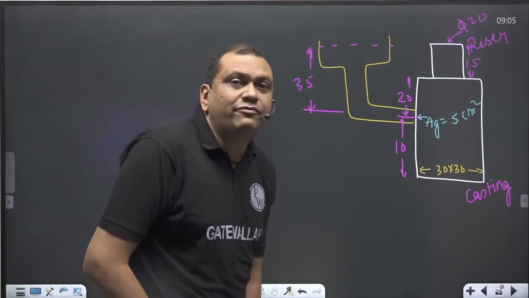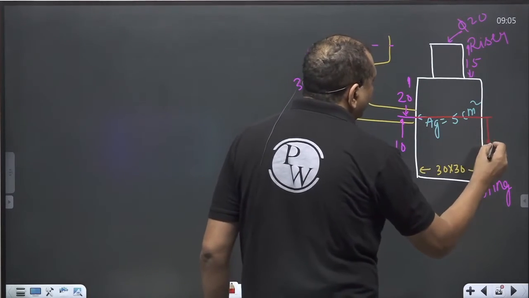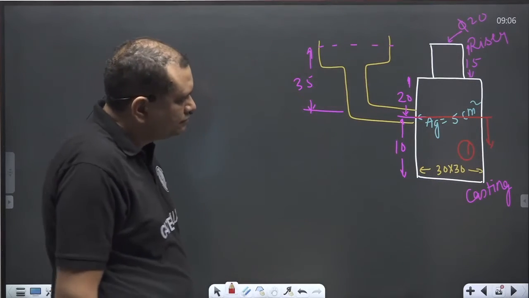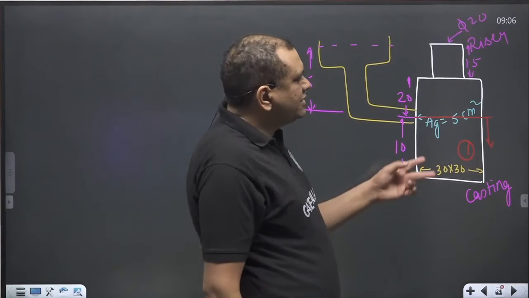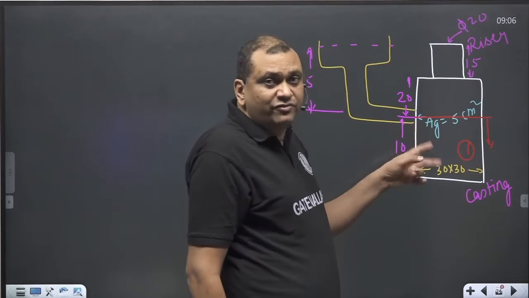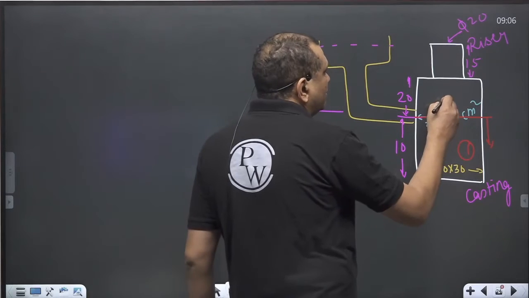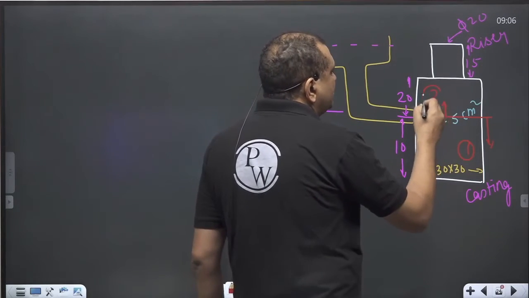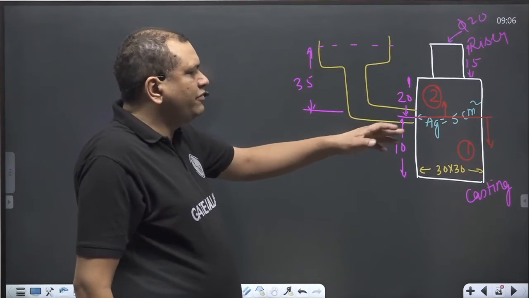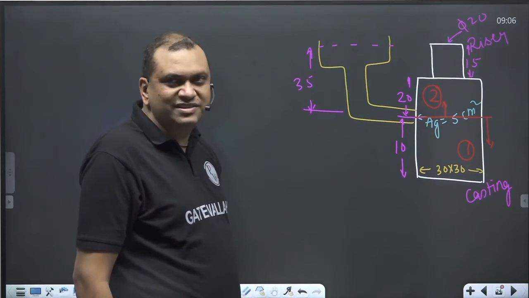This mold can be further divided into two. This is section 1, and the section 1 will be filled like a top gating system. This is section 2, and the section 2 will be filled like a bottom gating system. Section 1 is top gating system, section 2 is bottom gating system.